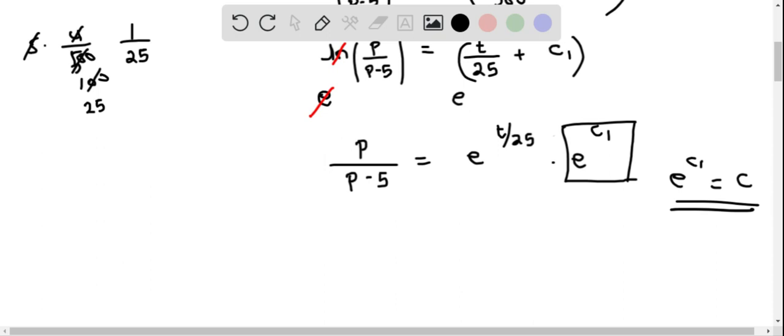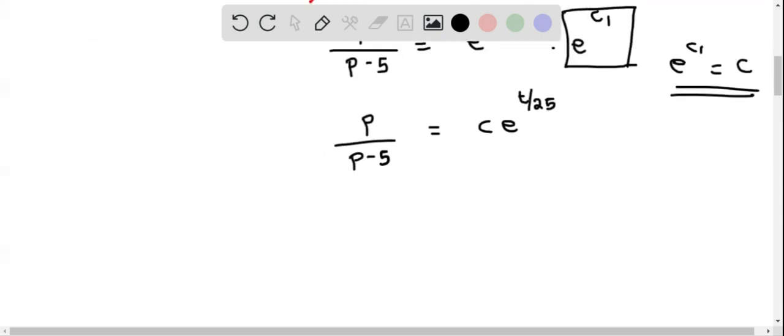And thus the right side expression gets simplified to c times e raised to the power of t by 25. And on the left side, we have p divided by p minus 25. Now let's reciprocate both sides so that we can solve for p. And doing that, we get p minus 5 divided by p, and this equals 1 over c times e raised to the power of t by 25.